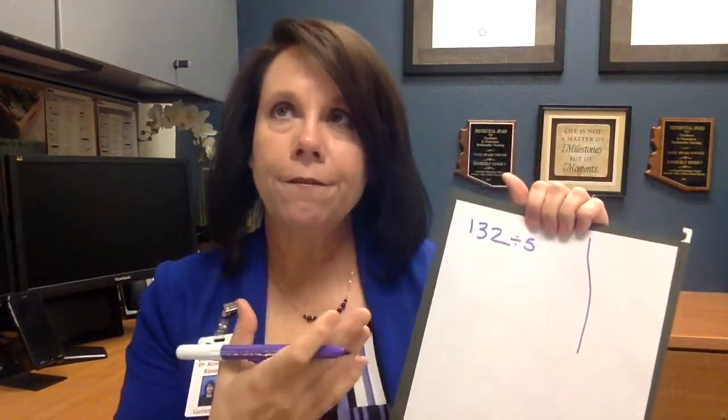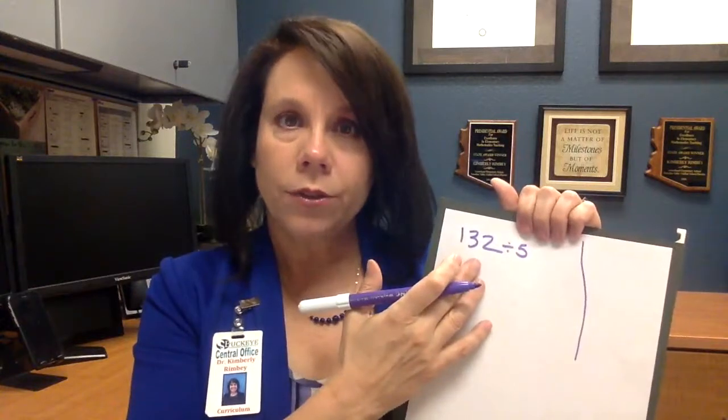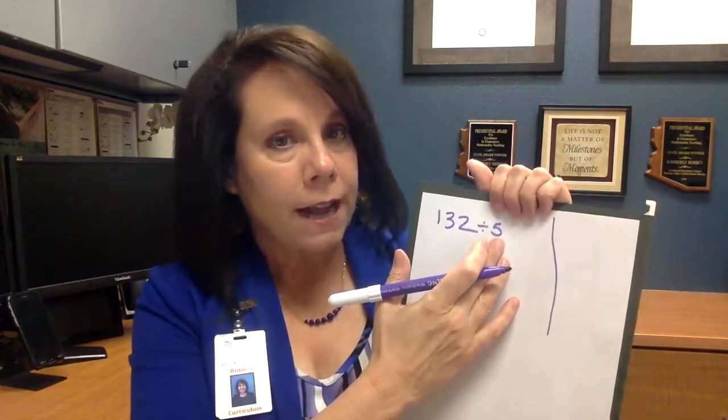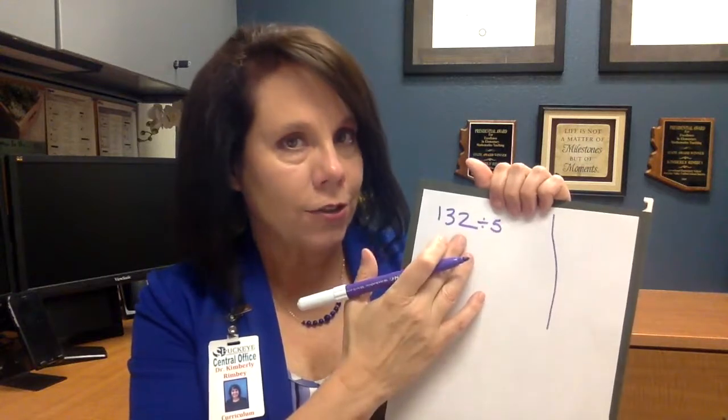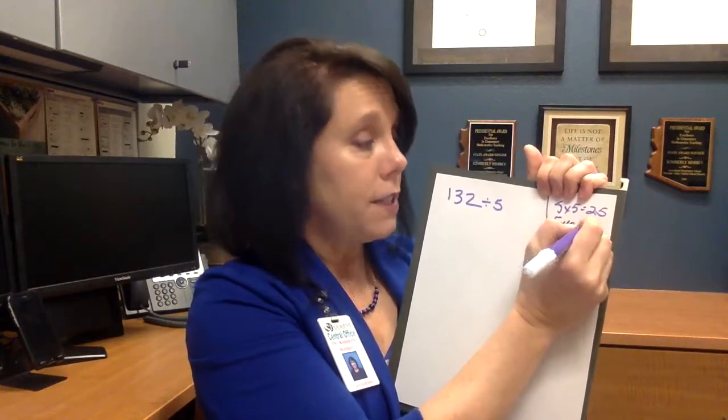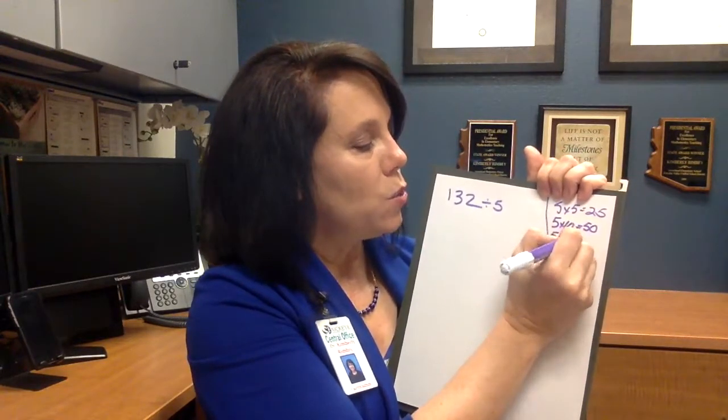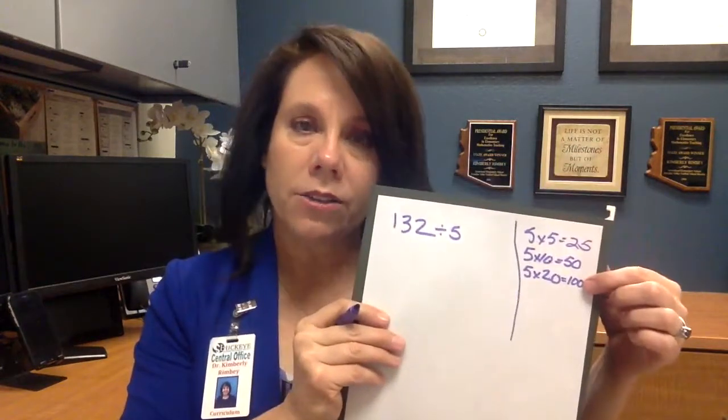What I'm going to do is start off by just creating a multiplication bank over here to the side. So I'm going to look at facts of 5 that would help me get to 132, because I want to find how many times does 5 go into 132. So let's just start with 5 times 5 gives me 25, and 5 times 10 gives me 50, and 5 times 20, let's see, double 10 is 20, double 50 would give me 100. So those 3 multiplication facts might help me figure out 132 divided by 5.